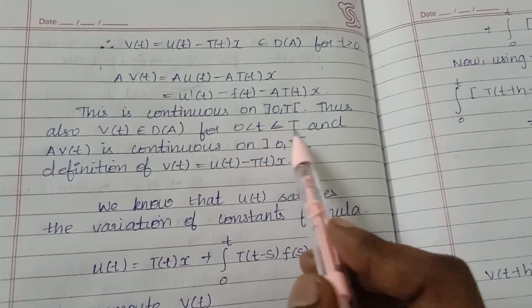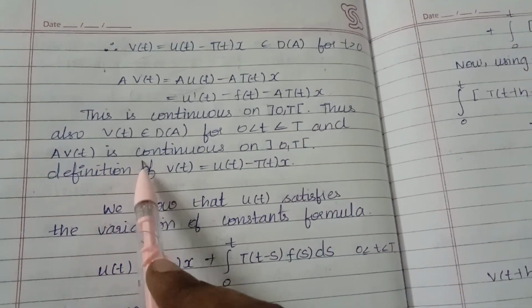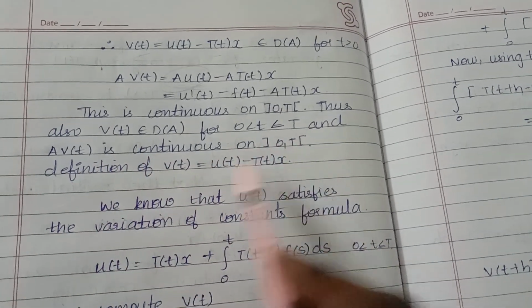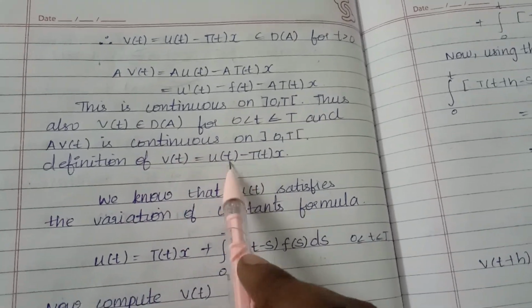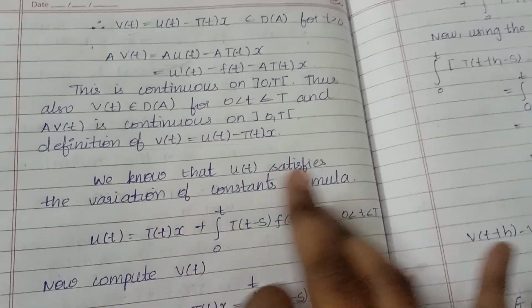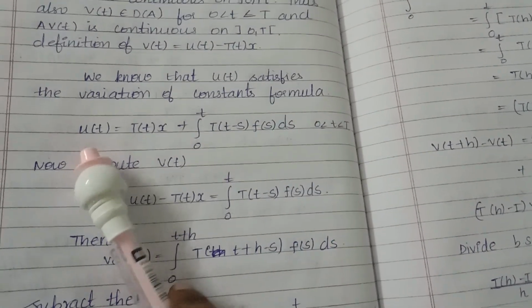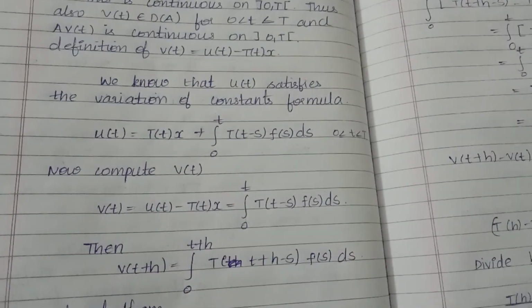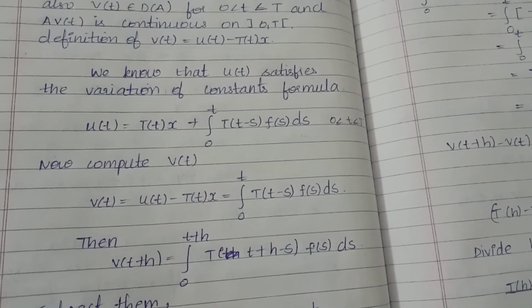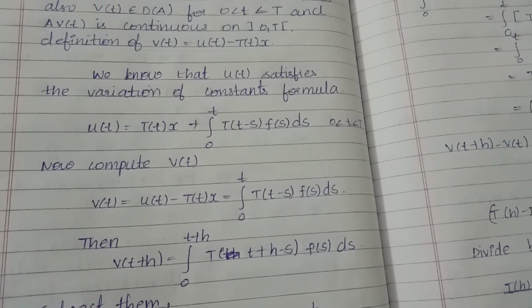So 0 less than t less than T, and v of t is continuous on [0, T] by the definition of v of t equal to u of t minus T of t x. We know that u is continuous and satisfies the variation of constants formula. So we assume that u of t equals T of t x plus the integral from 0 to t of T of t minus s f of s ds.